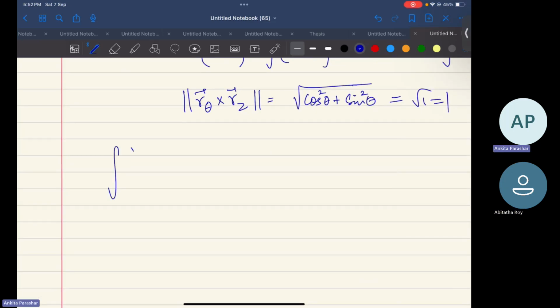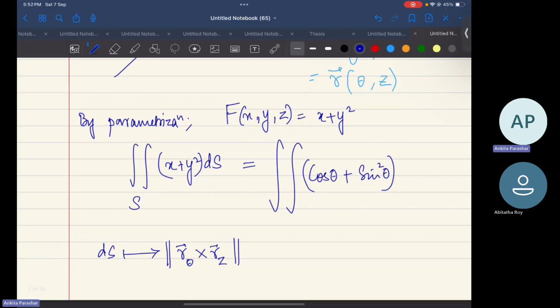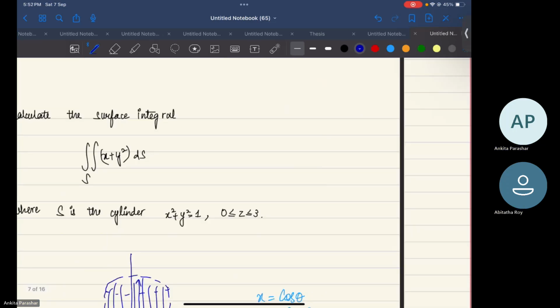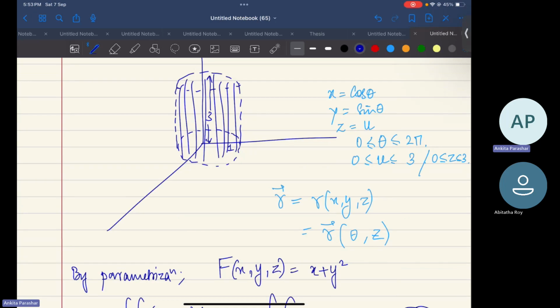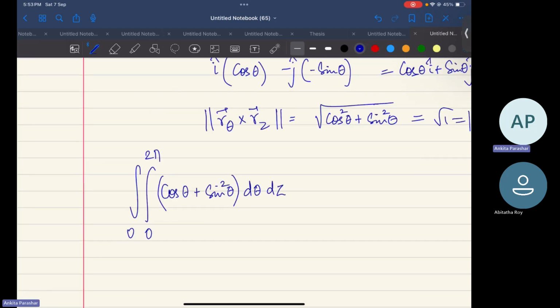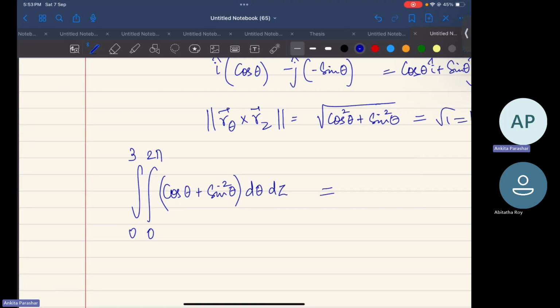Okay, so the integration would now change to, let's look at what we had. It is cos theta plus sin theta times ds, and ds has been changed to this times d theta dz. This is our parameters, theta and z. Earlier it was du dv. So it is cos theta plus sine square theta d theta dz. Now one has to be careful about the limits. Theta from 0 to 2 pi and z from 0 to 3. Can you compute it?